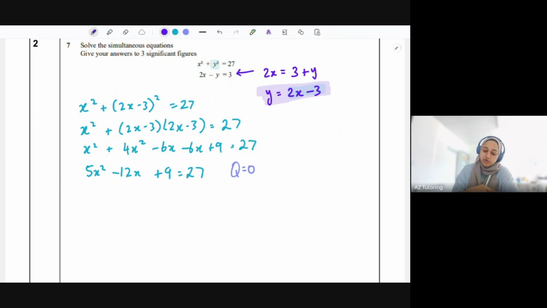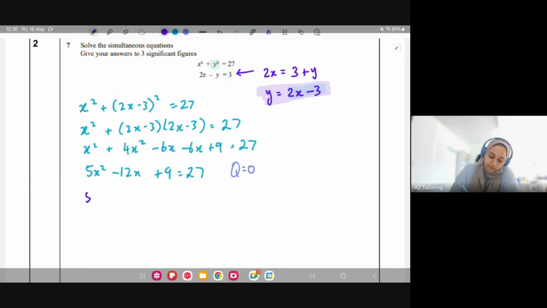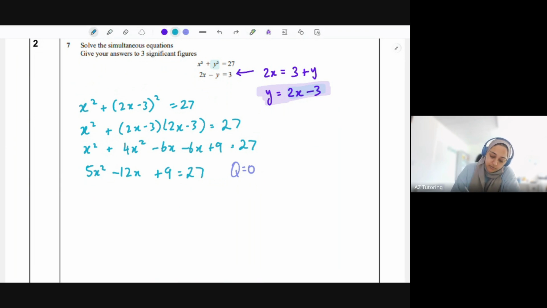So let's bring 27 over to the left-hand side. We get, keep it blue, 5x squared minus 12x. And then 9 minus 27, we get minus 18. And that equals 0. Okay, I can't really simplify this equation because a number doesn't go into 5, 12, and 18. So I'm just going to have to use a quadratic formula here to solve this.